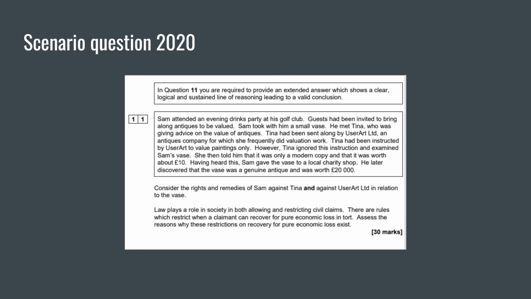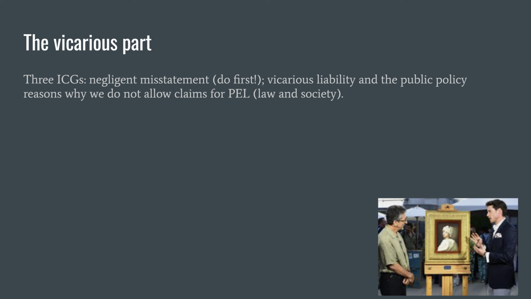So this is a scenario question from 2020 in paper 2, and you could just pause and have a little look at this scenario. And you'll note that there are 3 indicative content groups. That just means the content you need to cover. The negligent misstatement, which you would always do first, then vicarious liability, because that's about who will pay the damages, and you need to have established liability for the damages first. And then lastly, the 7-mark part about public policy reasons, why we don't allow claims for pure economic loss.